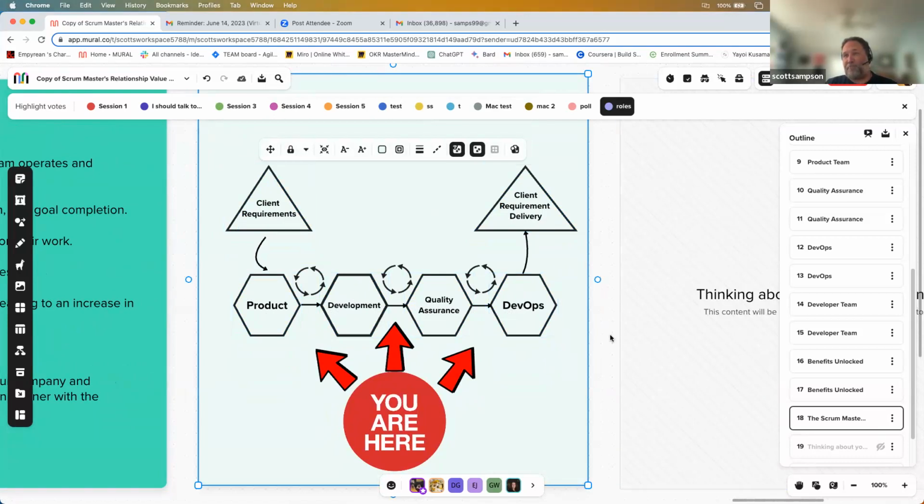So in my mind, I think when you look at this, well, let me ask this. I have this huge red dot here, you are here, with these arrows. Can anybody tell me why this is so large? Why I made this big?